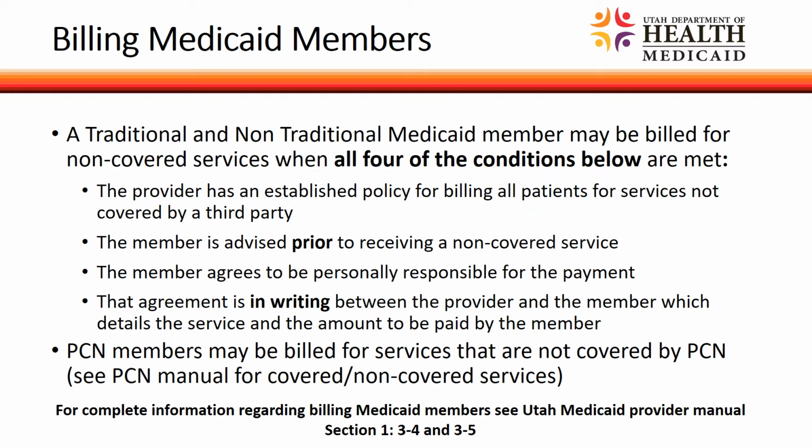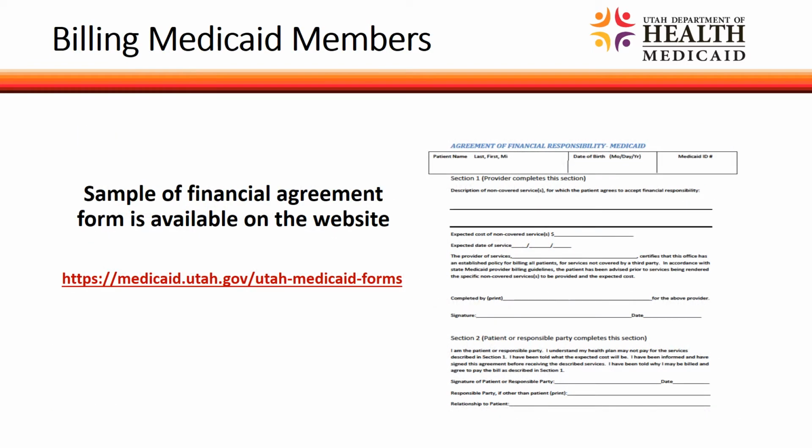PCN members may also be responsible for non-covered services. You can see that in the PCN manual for covered and non-covered services. For complete information regarding our Medicaid members' billing, please see Section 1, 3-4, and 3-5. Located on our website under Forms, we have a sample of a financial agreement form that covers all 4 areas that were shown in the prior slide in order to bill the Medicaid member.